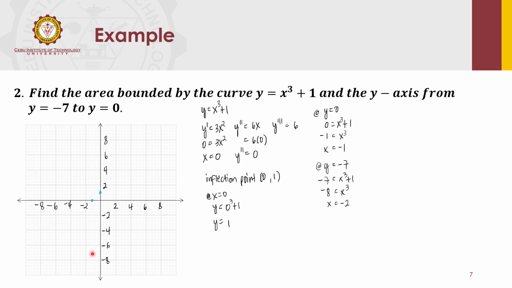So our graph looks like this. It would be decreasing towards the (-2, -7) point. It's concave downward, meaning after the inflection point, it's going to be concave upward. There's no maximum point, so it will extend infinitely upward and also infinitely downward. And make sure that the curves are smooth. Do not connect the points using lines, except of course if it's linear. This is cubic, so it should be a smooth curve.